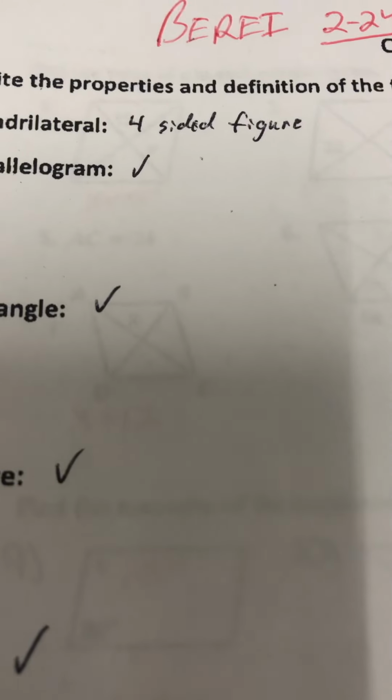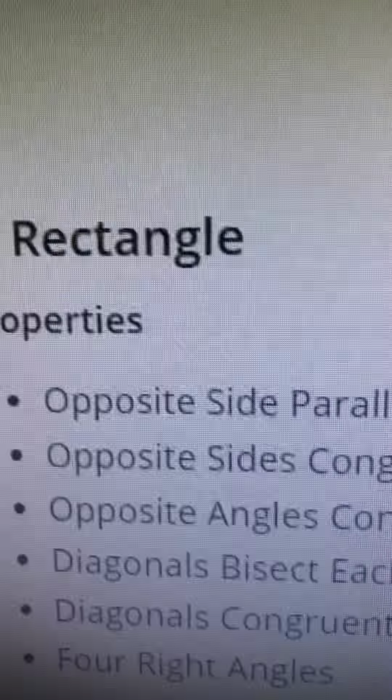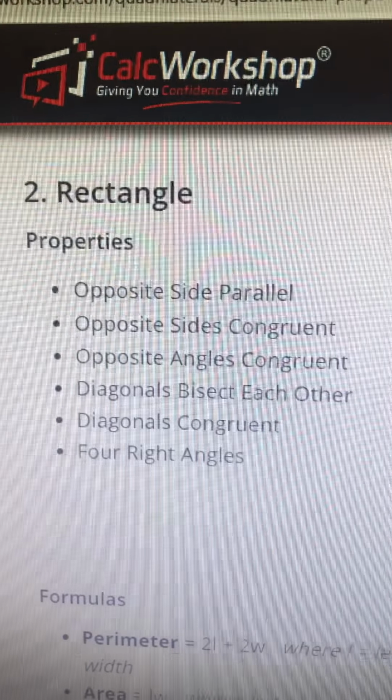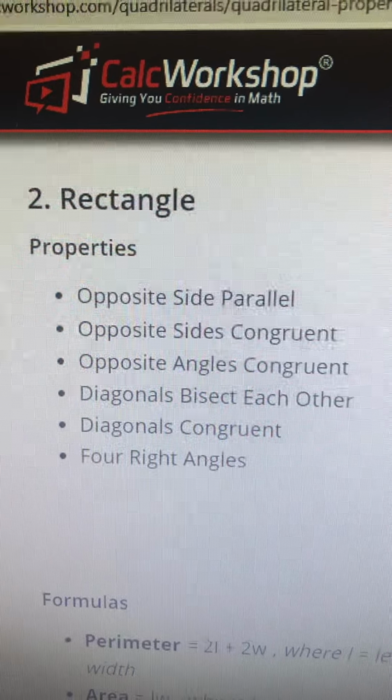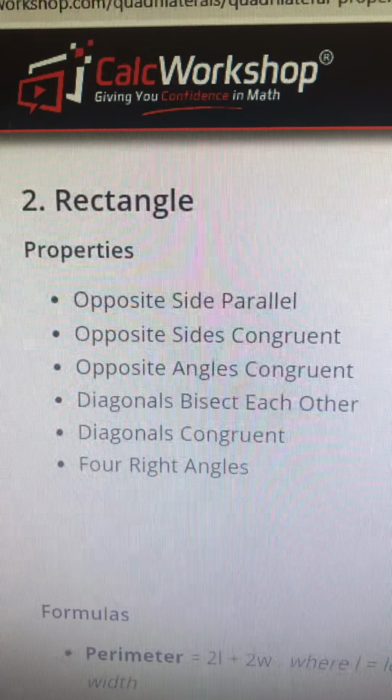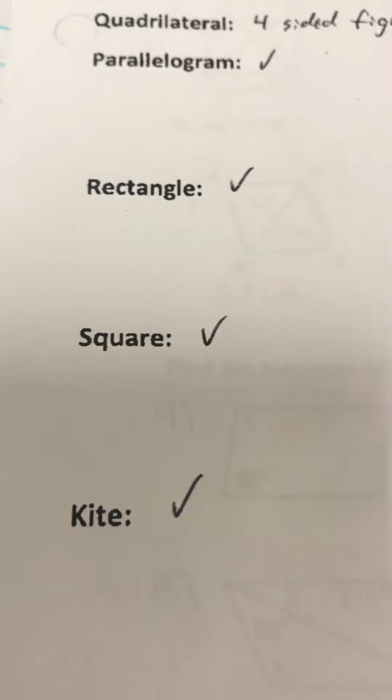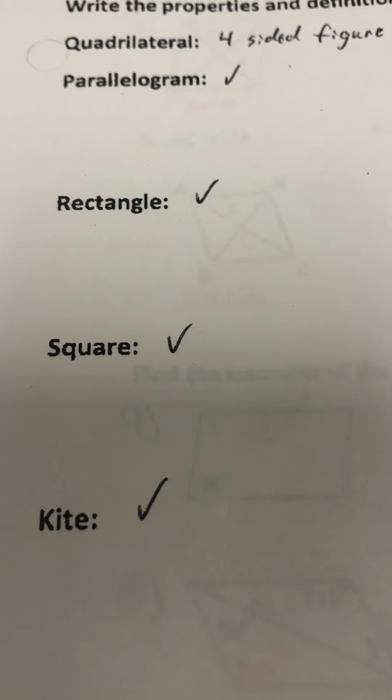Rectangle. A rectangle will have opposite sides parallel, opposite sides congruent, opposite angles congruent, diagonals bisect each other, diagonals congruent, and 4 right angles. Square. We have opposite sides parallel, opposite sides congruent, opposite angles congruent, diagonals bisect each other, diagonals congruent. Diagonals are perpendicular, 4 right angles and 4 congruent sides.